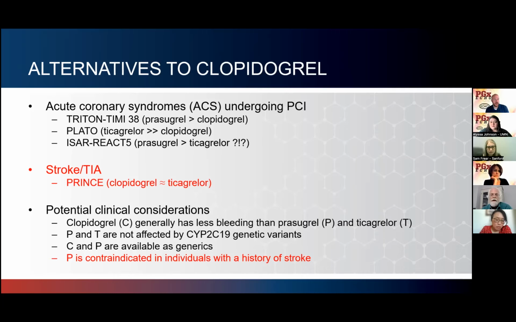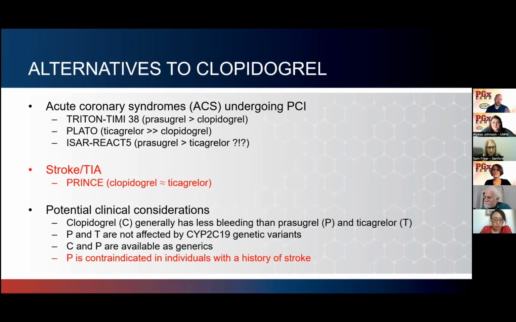In the stroke and TIA space, up until recently there weren't any really large trials for clopidogrel. The PRINCE trial found clopidogrel equivalent to ticagrelor in its ability to prevent stroke, so clopidogrel and ticagrelor are generally considered acceptable options for stroke and TIA. The point at the bottom: prasugrel, because of its association with increased risk for conversion to hemorrhagic stroke in the setting of TIA and stroke, is not recommended, or is actually contraindicated.